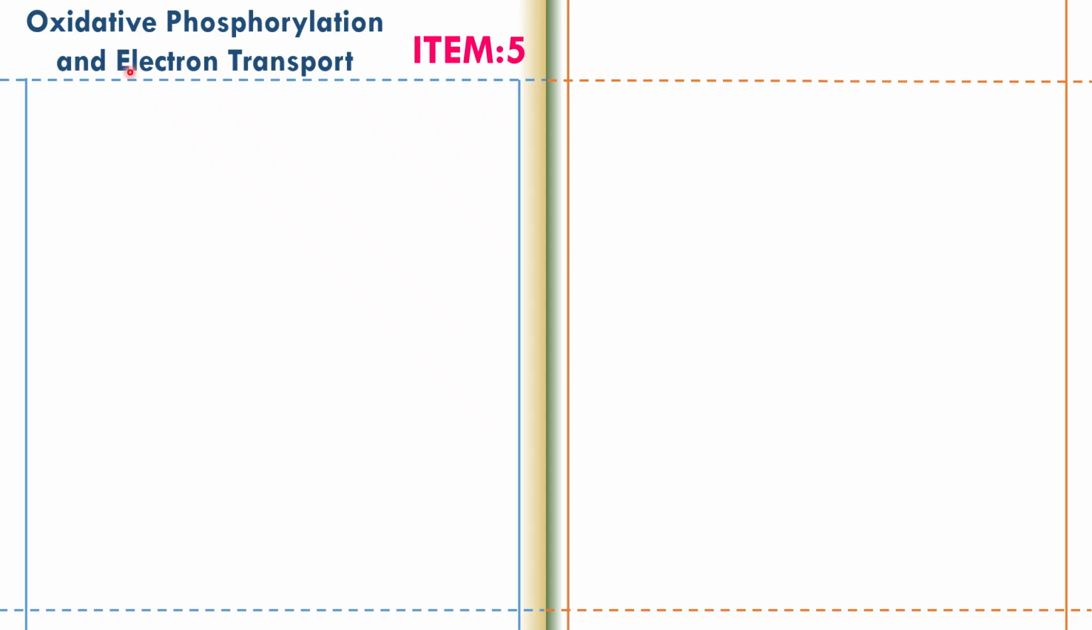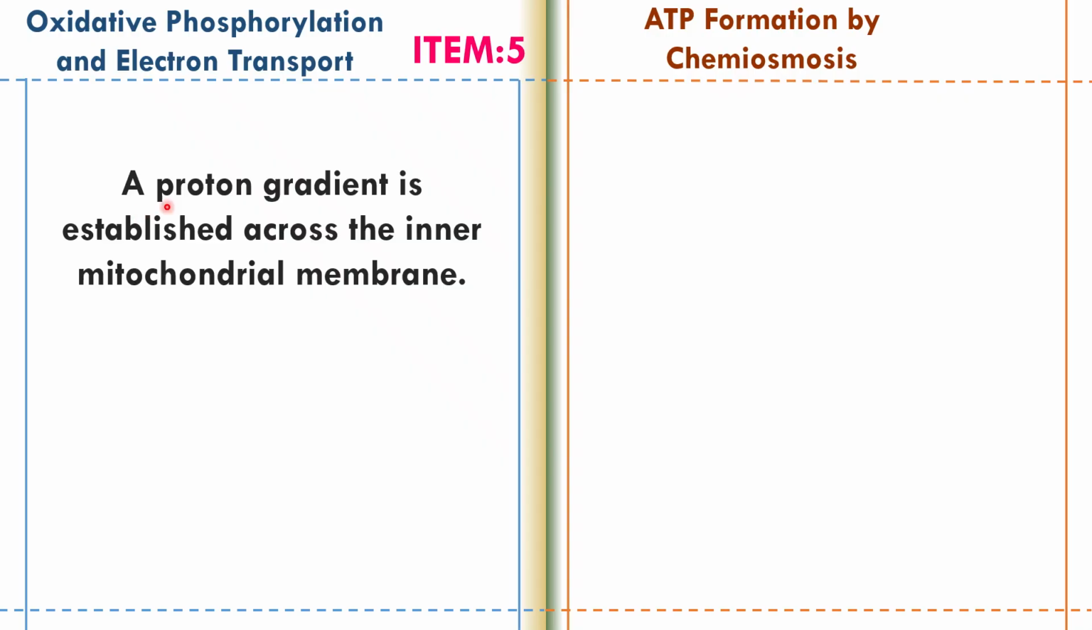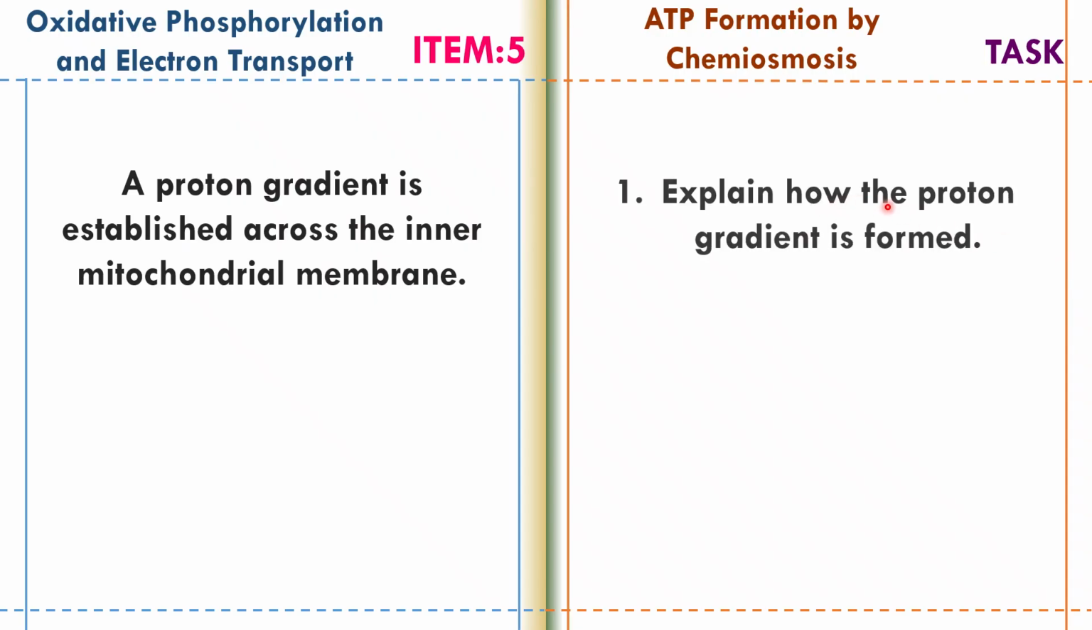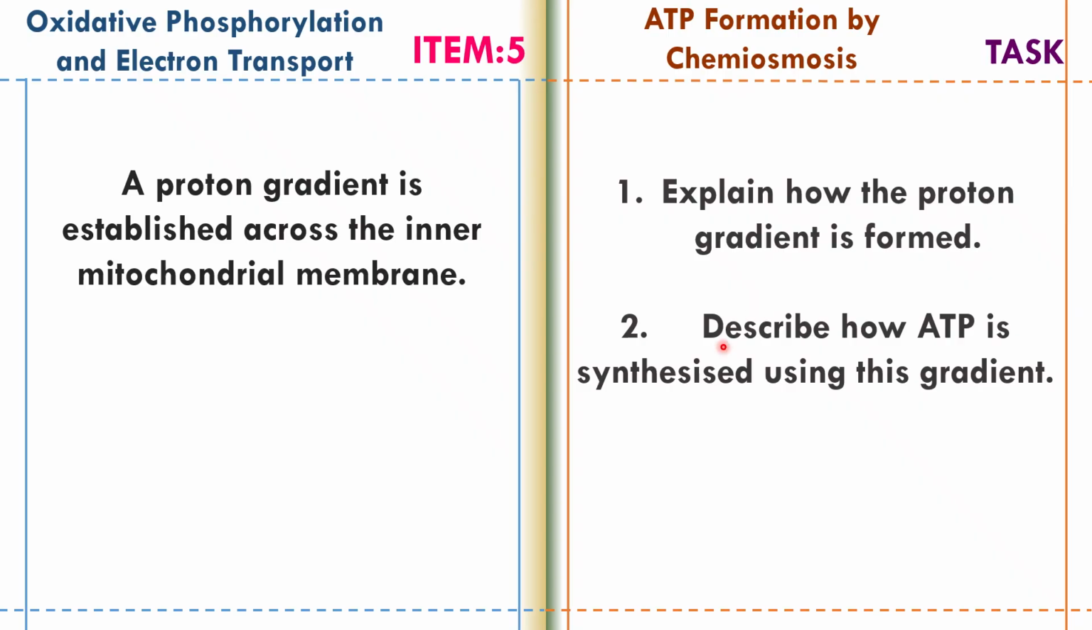Oxidative phosphorylation and electron transport, item 5. ATP formation by chemiosmosis. A proton gradient is established across the inner mitochondrial membrane. Task: explain how the proton gradient is formed. Describe how ATP is synthesized using this gradient.